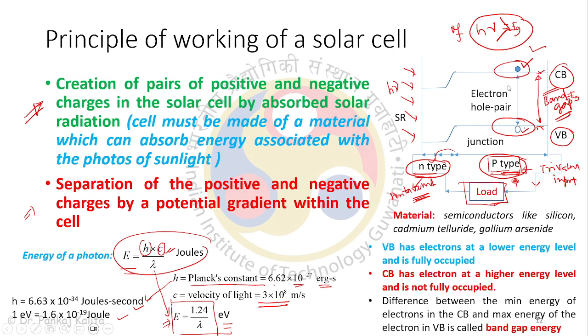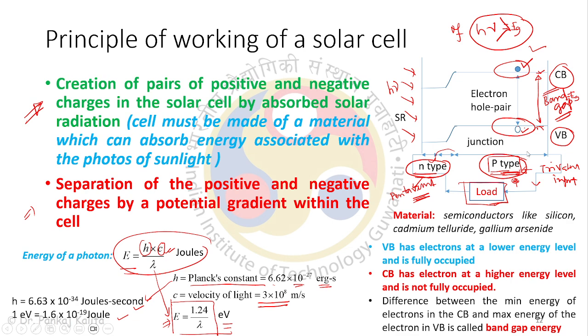So this is your valence band, this is your conduction band, and this is your band gap. Basically, the difference between the minimum energy of the electron in the conduction band and the maximum energy of the electron in the valence band is your band gap, and this is the amount of energy that is required to generate your electron and hole pair that will be gained from the incoming solar radiation.